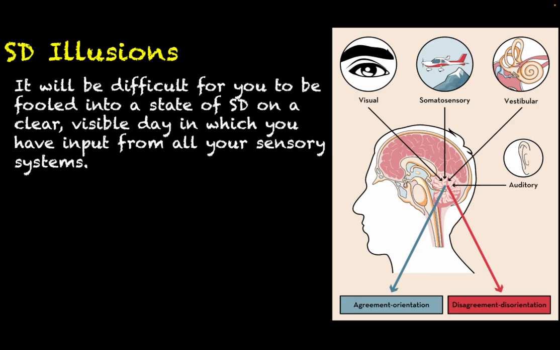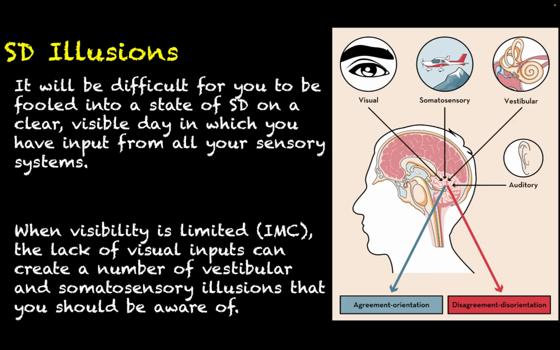And if all of these systems are working properly and we've got all the information at our disposal, there's really no reason why we ought to experience spatial disorientation. So like it says here, it will be very difficult for you to be fooled into a state of spatial disorientation if you have all that information at your disposal. So a clear, visible day, you have input from all your sensory systems, you've got visual landmarks to look at, visual references, it's VFR flight rules. So very difficult to get into spatial disorientation on a clear, bright day.